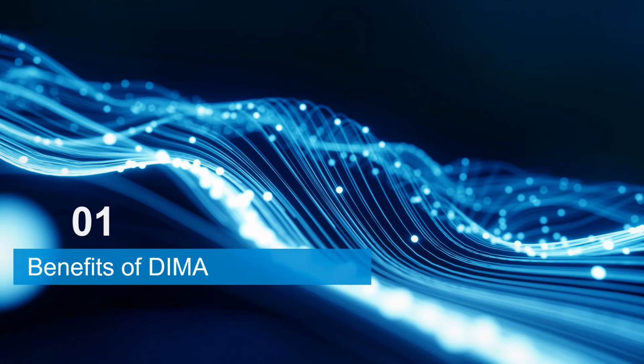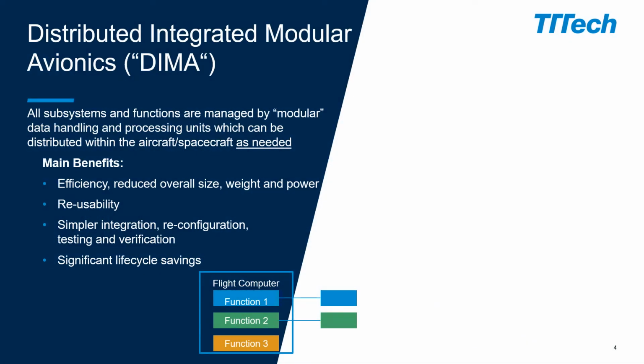First of all, what are the benefits of distributed IMA? The concept is to distribute all your subsystems and functions to modular data handling units, which can be freely distributed within the aircraft or spacecraft as needed, which brings several benefits. First of all, efficiency, typically also an overall reduction in size, weight, and power. Reusability, simpler integration, reconfiguration, testing, and verification, and then significant life cycle savings.